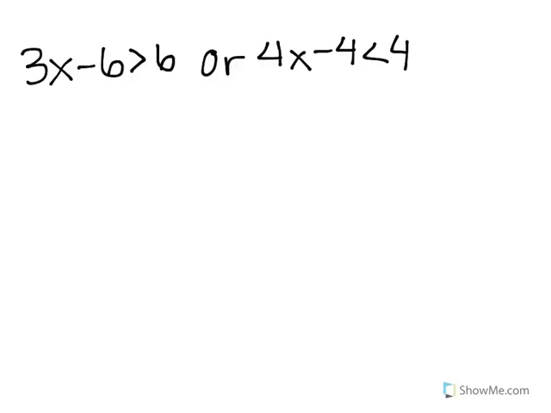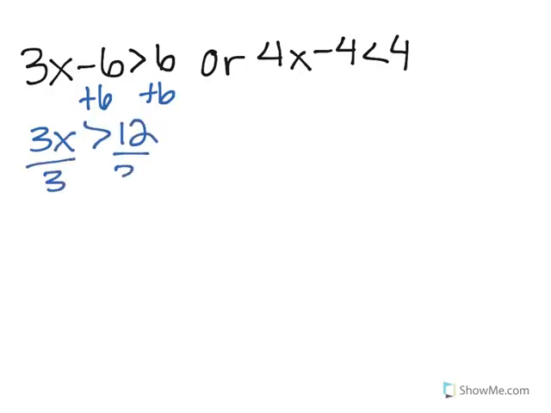So this problem that we have here is an "or" compound inequality. It says that 3x minus 6 is greater than 6, or 4x minus 4 is less than 4. The first thing that we're going to do is solve this like any other inequality. Looking at this first one, we're going to add 6 to both sides. So we have 3x is greater than 12. Divide both sides by 3, so we find out that x is greater than 4.